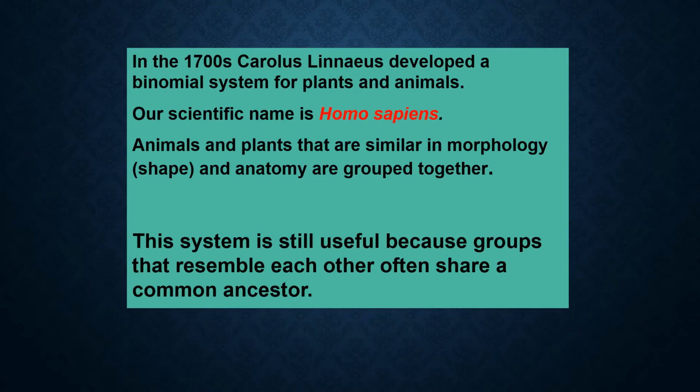So remember that in the 1700s, Carolus Linnaeus developed the binomial nomenclature system for naming plants and animals. Our scientific name is Homo sapiens. We belong to the genus Homo. Animals and plants that are similar in morphology, i.e. shape, and anatomy are grouped together, right? And the system is still useful because groups that resemble each other often share a common ancestor.